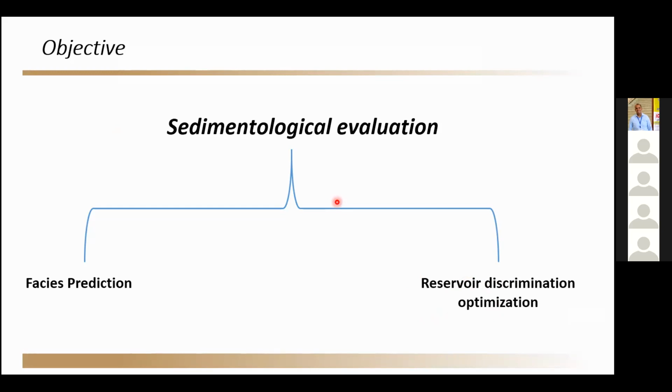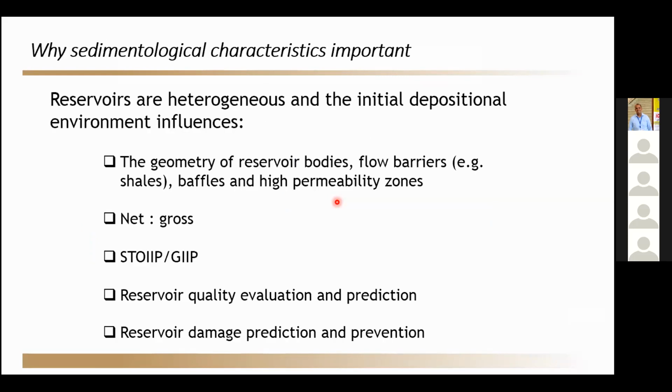I need a facies prediction in exploration and in development. I need to discriminate my reservoirs into actual hydraulic flow units based on the actual factors that control the reservoir quality, not only based on the porosity-permeability regression equation or porosity-permeability relationships, which we will see in the next slides.